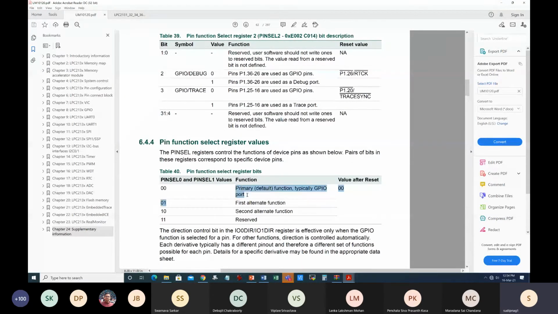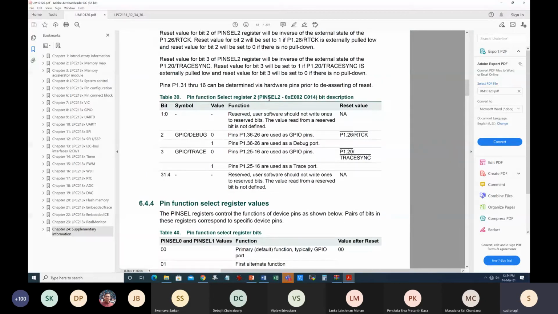So for primary function 00, I have to write this for pin select 0 and 1. For pin select 2, we have to write.